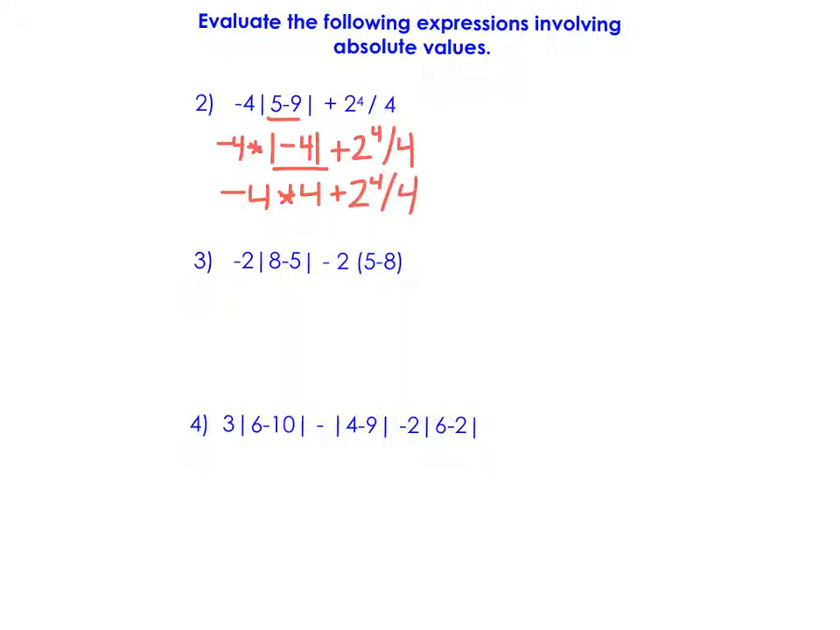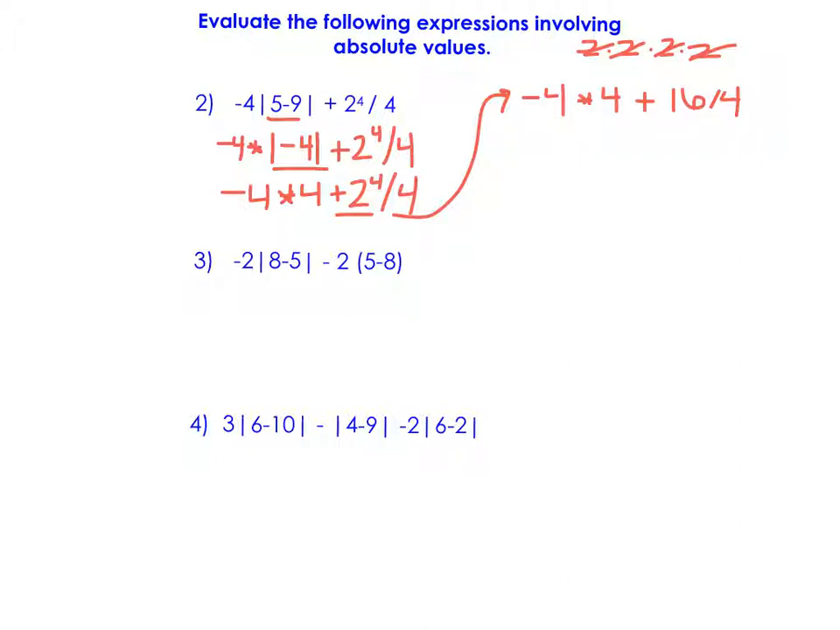Then from here, after I've done all of my grouping items, I look for exponents, which I see in 2 to the 4th power. So we're going to evaluate that. We have negative 4 times 4 plus 2 to the 4th power is 2 times 2 times 2 times 2. So 2 times 2 is 4, times 2 is 8, times 2 is 16. So here we have negative 4 times 4 plus 16 divided by 4.